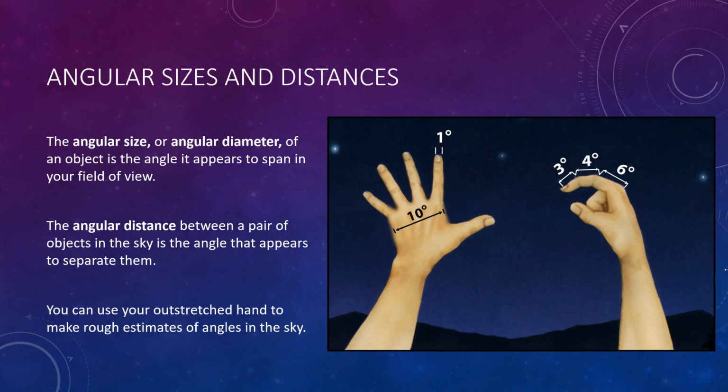The angular distance between a pair of objects in the sky is the angle that appears to separate them. For example, the angular distance between the pointer stars at the end of the Big Dipper's bowl is about 5 degrees. You can use your outstretched hand to make rough estimates of angles in the sky. So the width of your index finger is about 1 degree, the width of your palm is about 10, and then your 3 knuckles on an index finger from the outside in are 3, 4, and 6 degrees, of course, on average. So you can make some estimates at least.